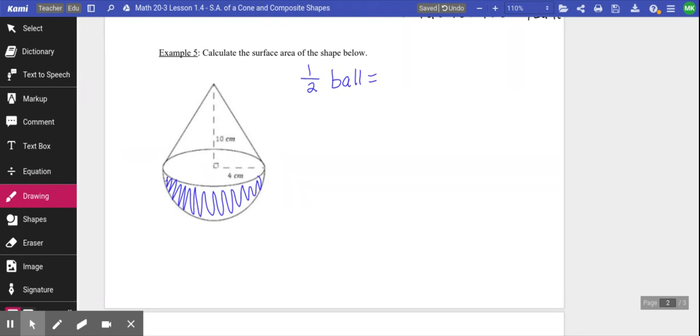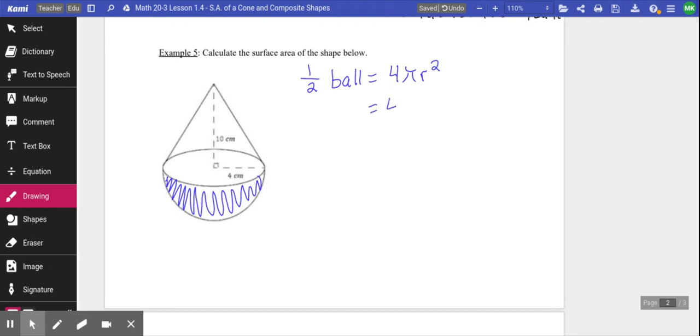Our formula for a ball, is that 5 times r squared? I don't think so. Maybe. Alright, what is it? It's 4 pi r squared. So if you look on your formula sheet, there's your sphere, the ball. The formula for surface area is 4 pi r squared. And then we're going to have to cut that in half to make it half of the ball.